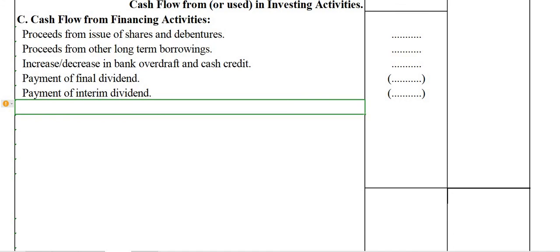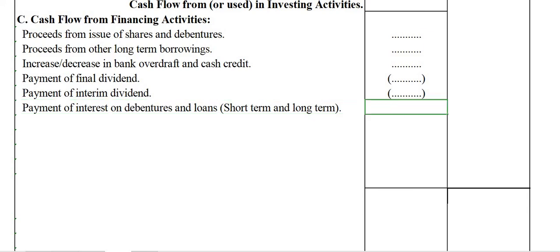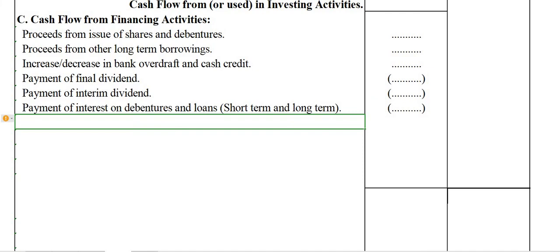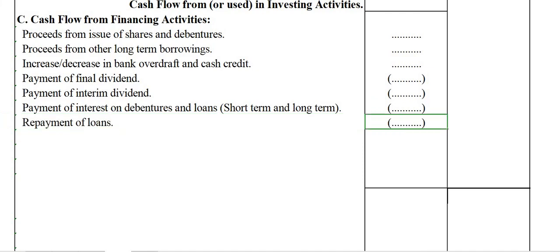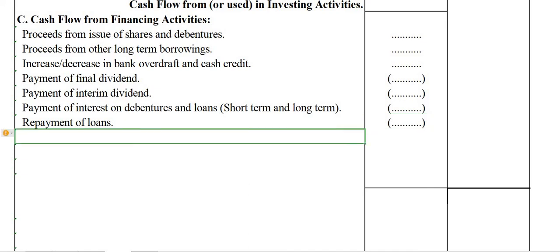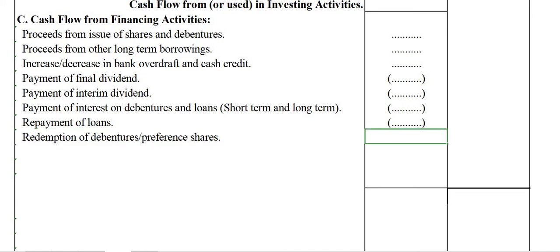Then next item, payment of interest on debenture or interest on loan, including short-term or long-term loans. Interest paid on all the different types of loans can be mentioned. Then let us see the next one, repayment of loans. If we have paid back any loan this year, that can be mentioned. Then redemption of debentures, preference shares, etc. will be mentioned.